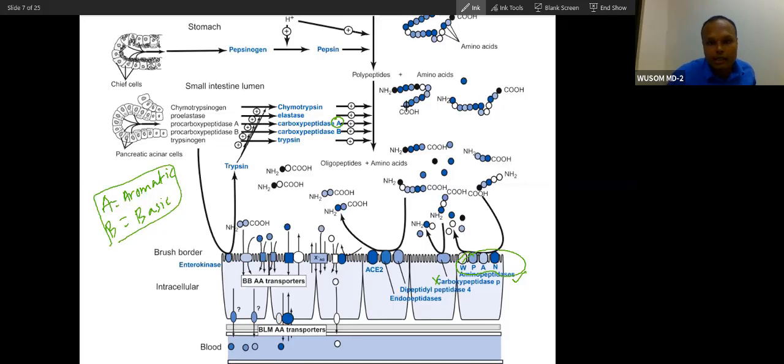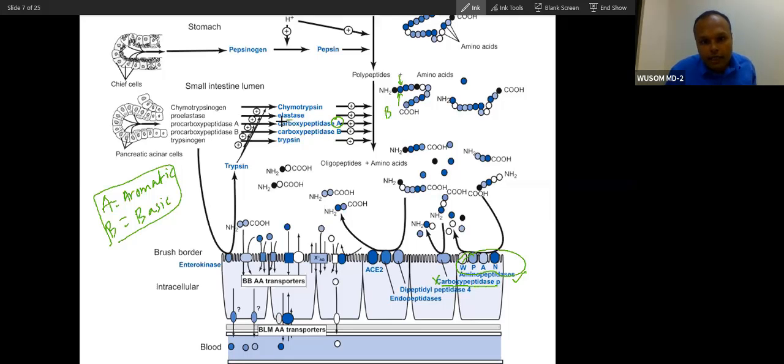So it will act on the amino acid. If this amino acid is aromatic, then carboxypeptidase A will act. If this is at the amino group, a basic amino acid, B will act. For other amino acids, carboxypeptidase P will act. But this is not that important. Carboxypeptidase P is not that important. Remember carboxypeptidase A and B.